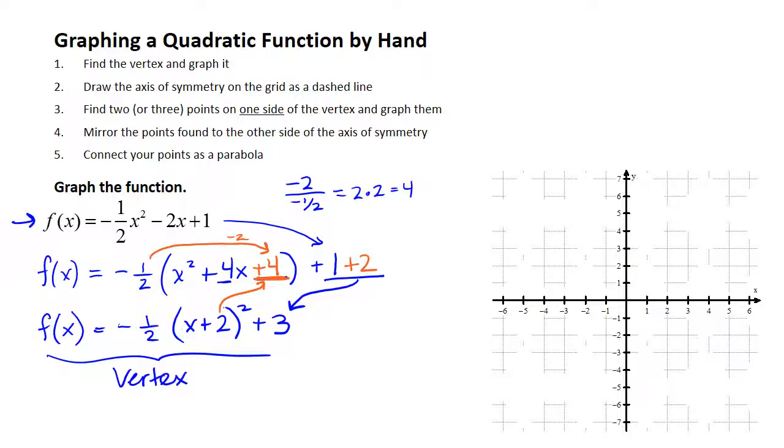And from the vertex form, I can see that the vertex is -2, 3. So I have a point at -2, 3. And remember, the graph is going to be symmetric about the vertical line through that vertex, what we call the axis of symmetry. So I'll just put a dashed line there to remind myself that the graph is going to be on either side. And now we can continue with the process of graphing points on one side and mirroring it to the other.